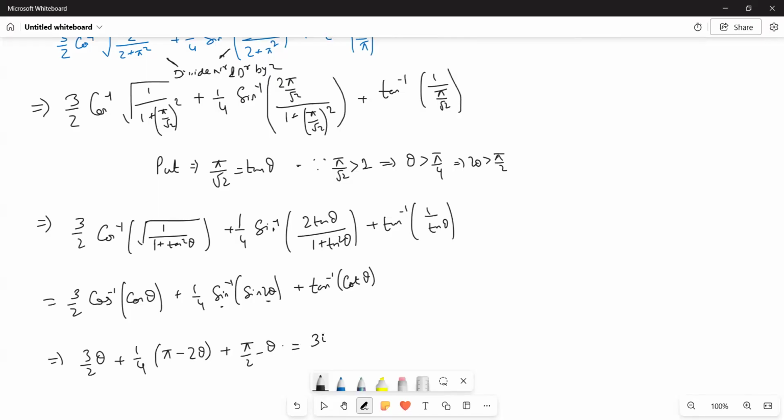So this would be like 3 theta by 2 plus pi by 4 minus theta by 2 plus pi by 2 minus theta. Theta cancels: minus theta by 2 is minus 3 theta by 2, which cancels off with 3 theta by 2, and the final answer that we get is 3 pi by 4.